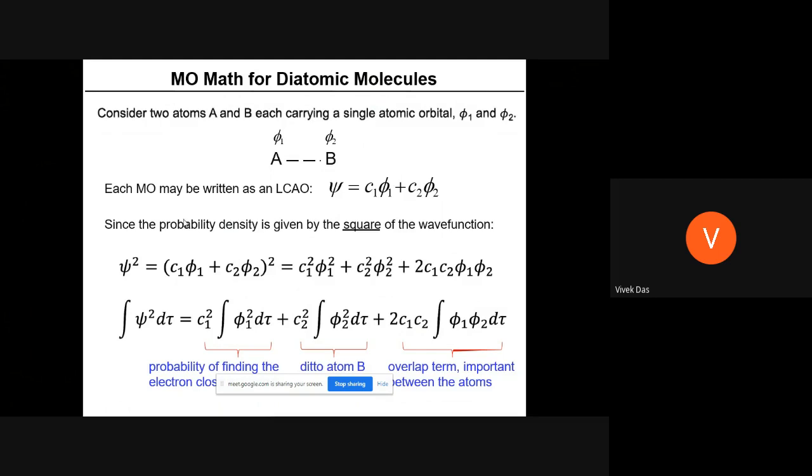Here it is shown clearly. The first term is the probability of finding the electron closer to atom A, close to orbital phi 1. The second term, where the coefficient is C2 squared, is the probability of finding the electron closer to atom B, and this is the overlap term, which is in between.